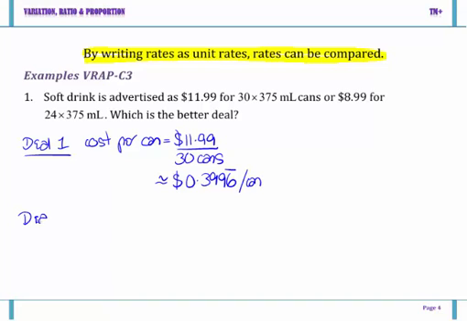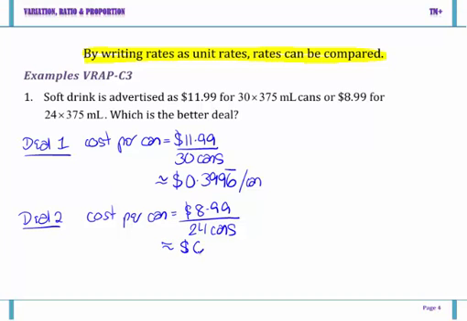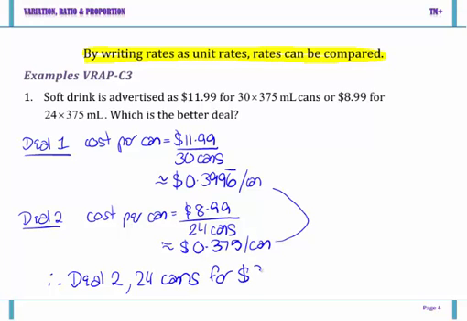Okay, now look at deal 2, cost per can. In this case it's going to be $8.99 divided by 24 cans. Plug that on your calculator, you get approximately 0.375 per can. I can compare these two numbers and conclude that it costs less per can for deal 2. So therefore deal 2, 24 cans for $8.99 is cheaper.